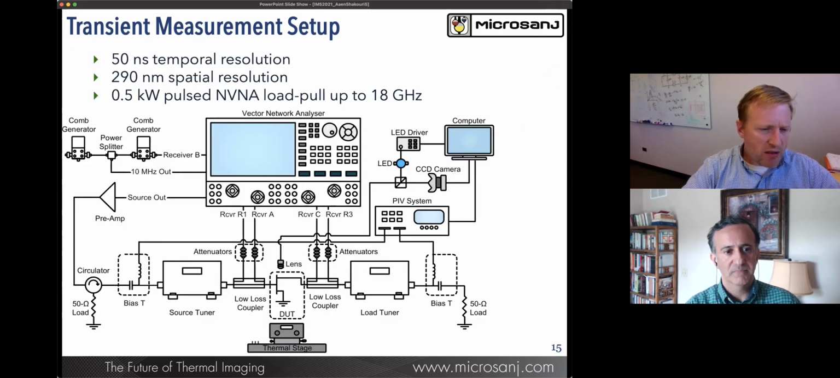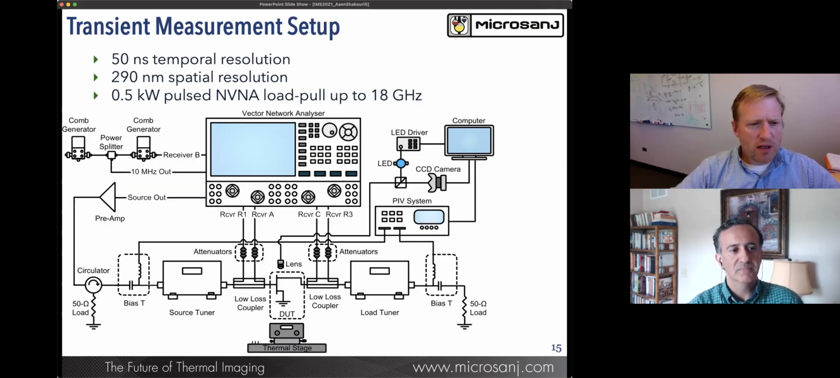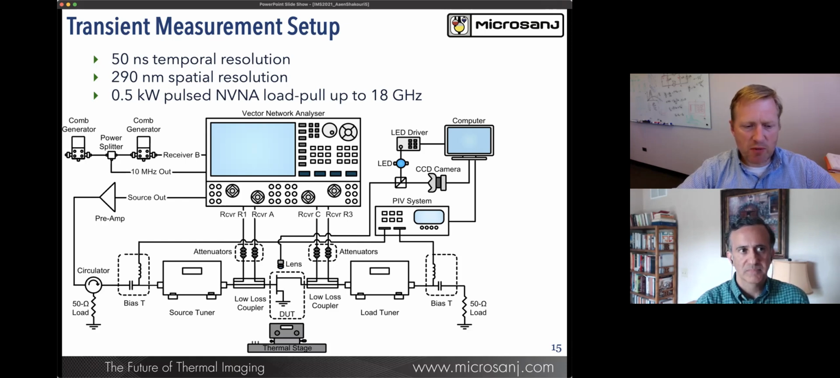And it's embedded into a load pull system where we have source and load tuners with couplers just before the transistor test fixture. And then this is all connected to a PNAX. The system that we built and designed has a capability up to 18 gigahertz, half kilowatt pulsed, and does this all in an NVNA style measurement so that we can get not only the fundamentals, but the harmonics as well.